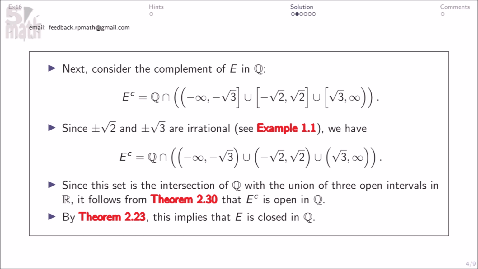Next, consider the complement of E in Q, E complement equaling this. Since plus minus square root 2 and plus minus square root 3 are irrational, see example 1.1, we have E complement equaling this. Since this set is the intersection of Q with the union of three open intervals in R, it follows from Theorem 230 that E complement is open in Q. By Theorem 223, this implies that E is closed in Q.